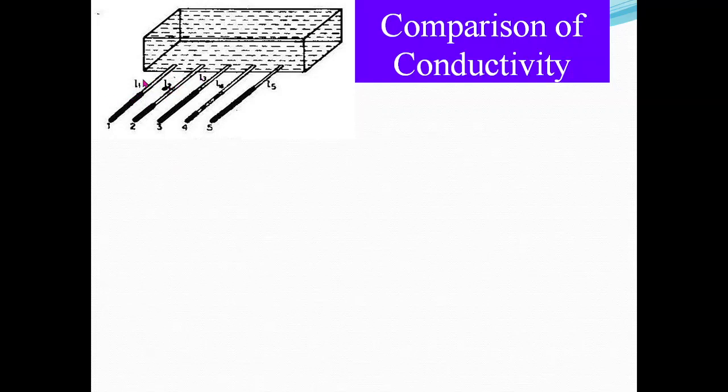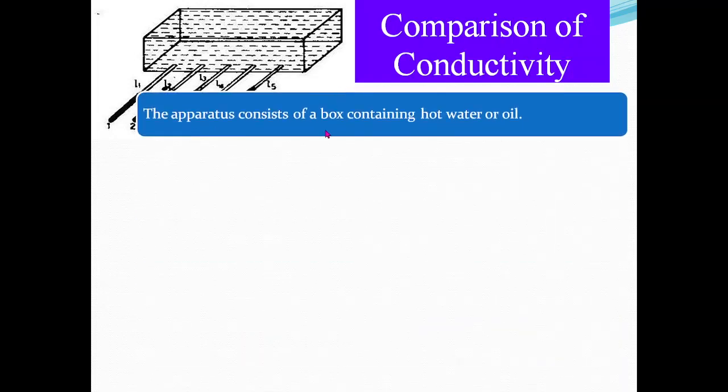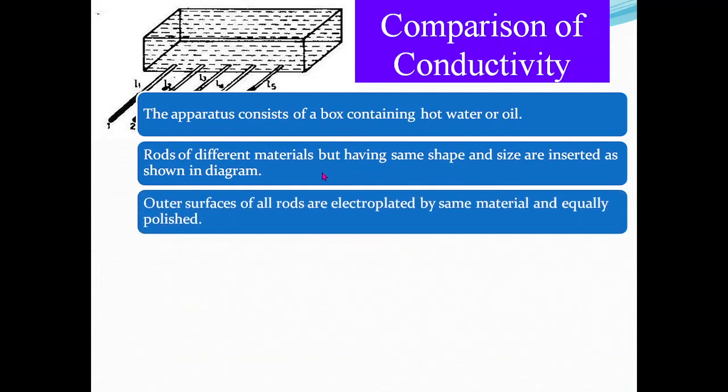L1 is the length of the first rod up to which the wax is melted. L2 is the length of the second rod up to which the wax is melted, like this L3, L4 and so on. Okay, so this is the experimental situation. The apparatus consists of a box containing hot water or oil. Rods of different material but having the same shape and size are inserted as shown in the diagram.